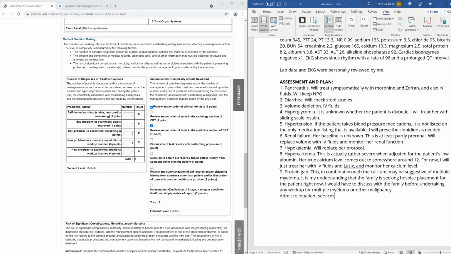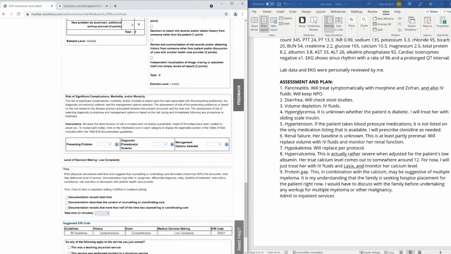And we don't have an independent visualization of the image, tracing or specimen, not simply review of the report. So it says they reviewed. It doesn't say that they looked at the imaging though. So that's what we would need to count as an independent visualization of an image.